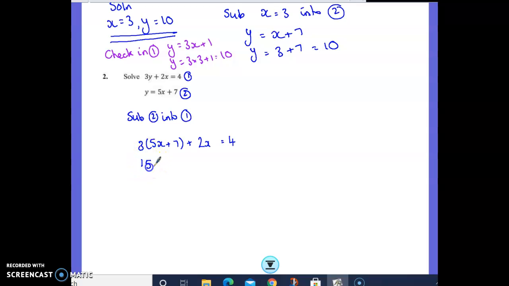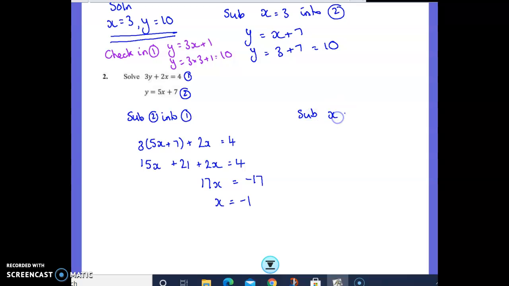Multiplying out the brackets, 15x plus 21 plus 2x equals 4. 15x plus 2x is 17x. Here I've got plus 21. 4 take away 21 is minus 17. So x must be minus 1.